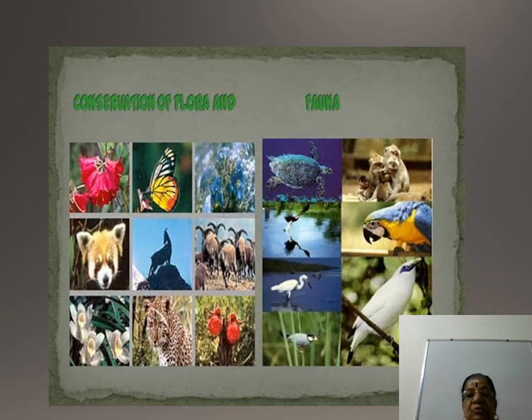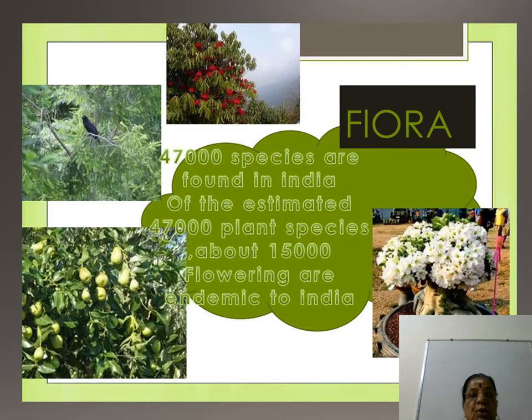Right? The next one is flora. Again it says 47; check which is correct. Again I say it is approximate. 47,000 species are found in India. Of the estimated plant species, about 15,000 are flowering plants or endemic to India. Look, it is shown nicely here. These are plant varieties in the flora. I hope you understand.